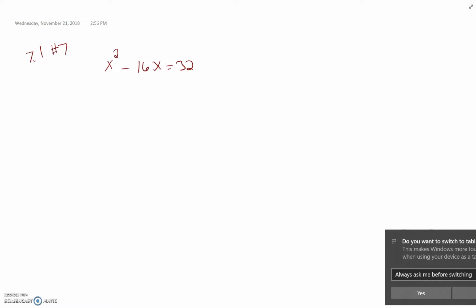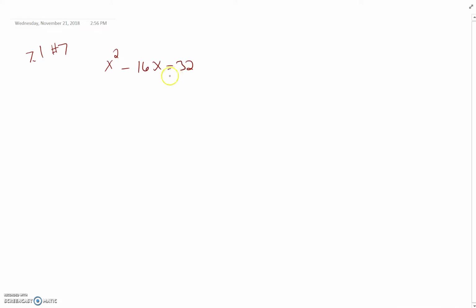Okay, so let's solve this quadratic equation. First you have to set it to 0. To use the quadratic formula, it has to be set to 0. You've got to have the x squared term, the x term, and the constant term. So a is 1, b is minus 16, c is a negative 32.